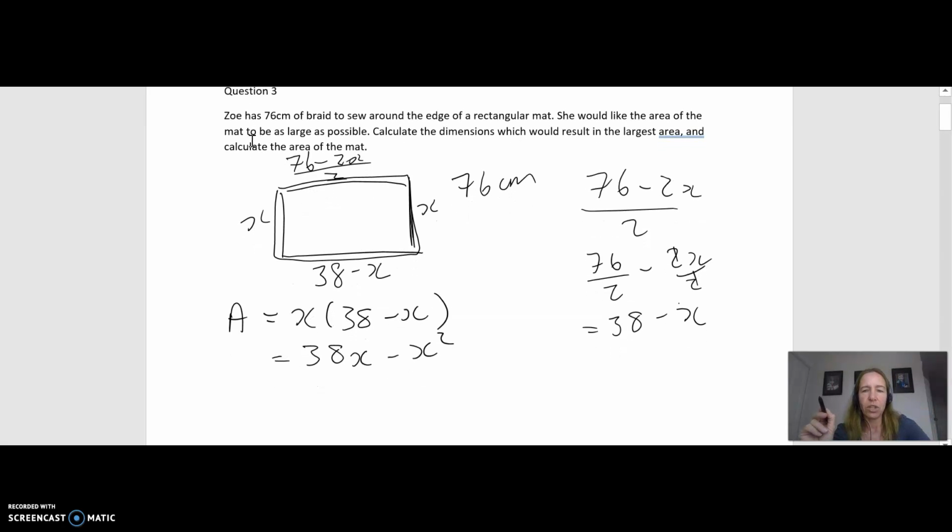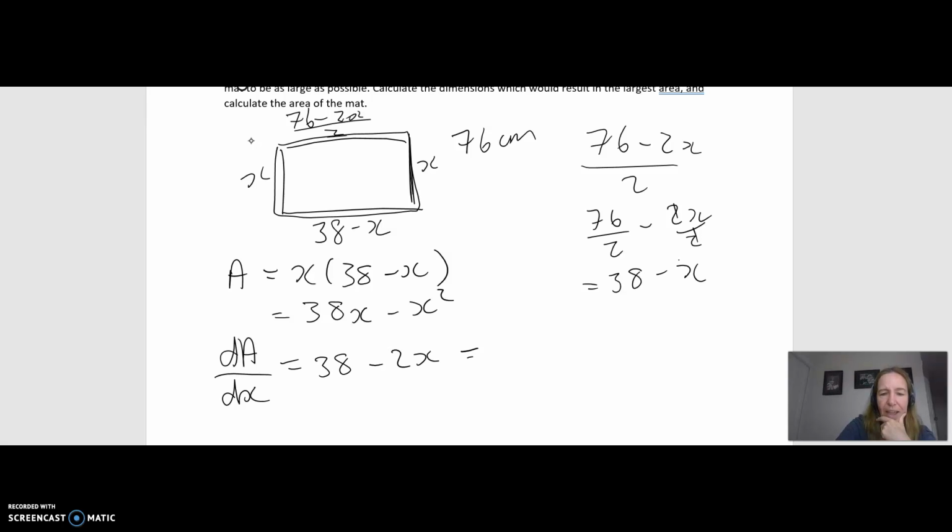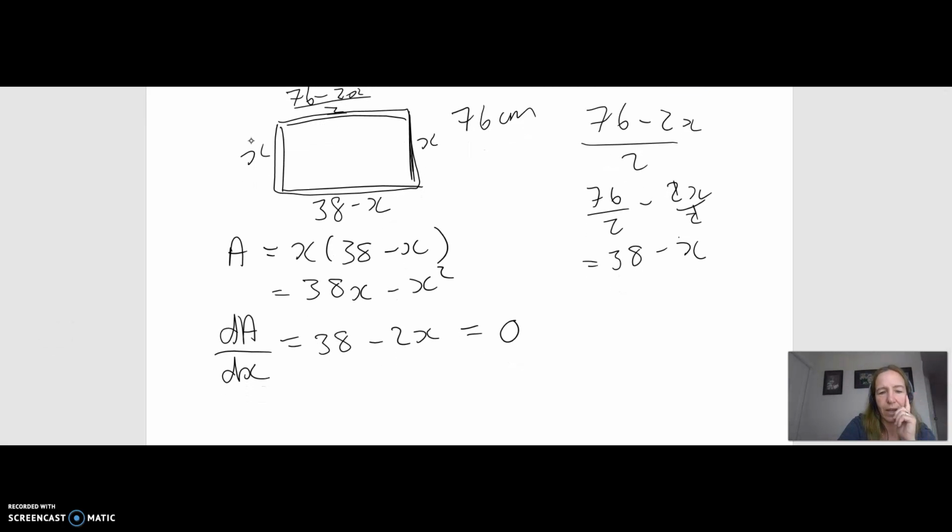Okay, now what is Zoe wanting to do? She is wanting to find what the maximum surface area is with respect to x. So I'm going to differentiate to give me 38 minus 2x. And I'm going to let that equal 0 to give me my maximum. 38 equals 2x, so x will equal 19.